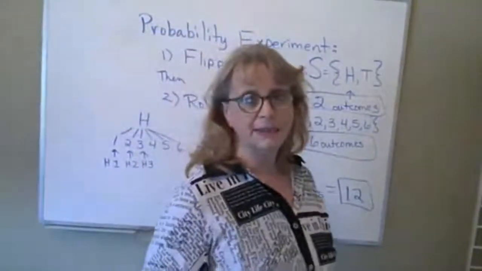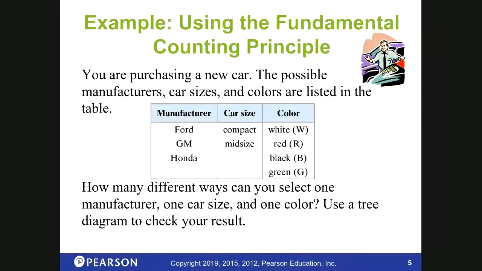So this one is an example of using the fundamental counting principle. And this is in the PowerPoint. You can tell that because it says Pearson. It says you're purchasing a new car. The possible manufacturers, car sizes, and colors are listed in the table. So you see for the manufacturer, we have 3 choices: Ford, GM, and Honda. And then for the car size, compact or mid-size. Maybe these are the only ones you're considering. And then for the color, white, red, black, and green, 4 possible colors.